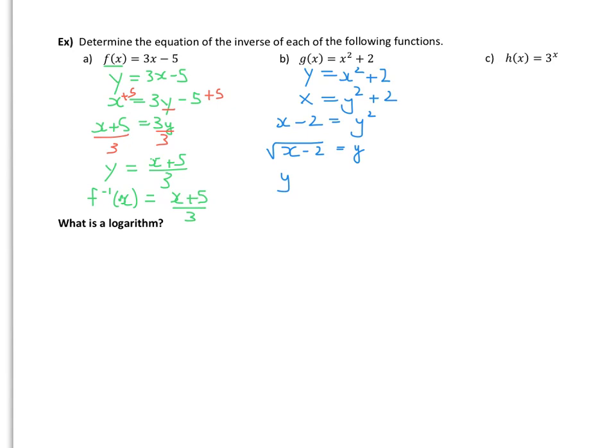And we would have y being equal to the square root of x minus 2. And that means then the inverse function of g at x is equal to the square root of x minus 2.